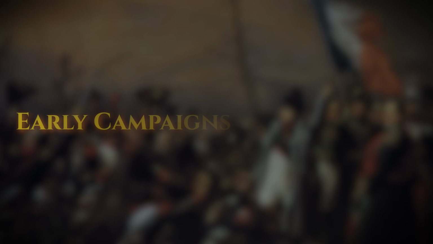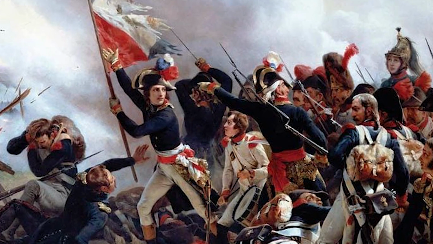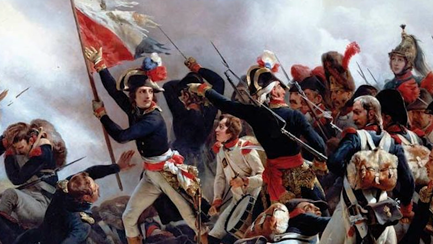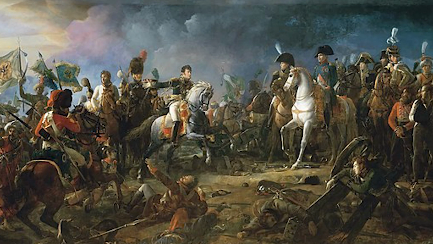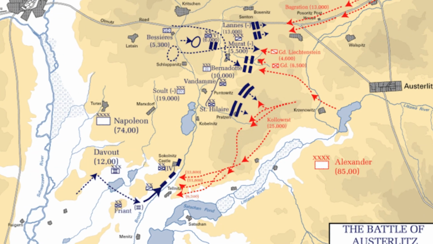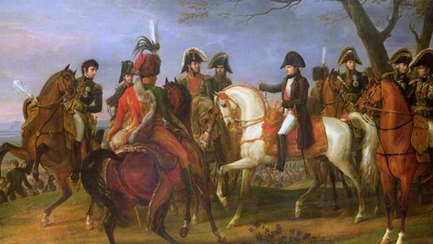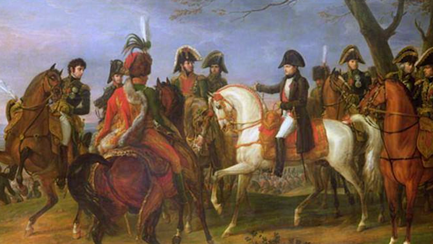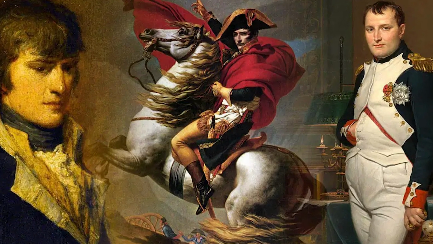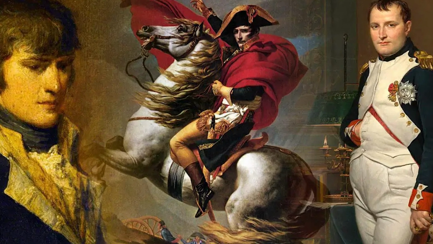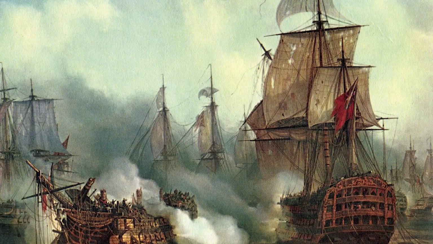Early campaigns and victories. Napoleon's military genius quickly became evident on the battlefield. His campaigns were marked by innovative strategies, rapid movement, and surprise attacks. One of his most famous victories came in 1805 at the Battle of Austerlitz, also known as the Battle of the Three Emperors, where he decisively defeated the combined forces of Russia and Austria. This battle is widely regarded as Napoleon's masterpiece and cemented his dominance over Central Europe. The victory allowed him to effectively control much of the continent, consolidating his power as the supreme military leader of the era.